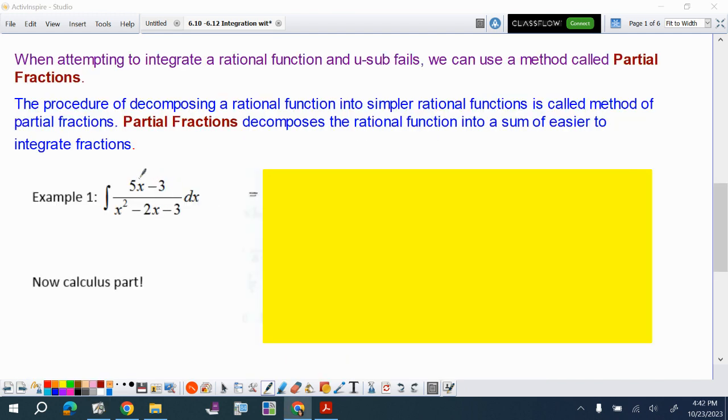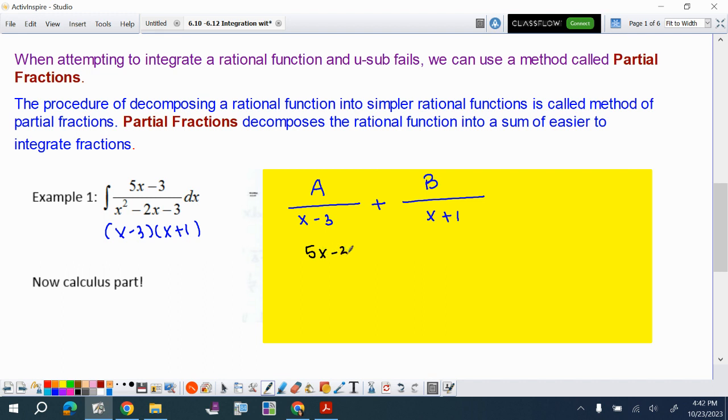Okay, so this is a review from pre-calculus, and then comes the calculus part. So let's see, can I factor this as (x minus 3)(x plus 1)? If you recall in pre-calculus, we factor this and break it into two pieces, and as placeholders I can say A and B. Now our job is to find the values of A and B. So I'm going to explain one method here, how to find A and B.